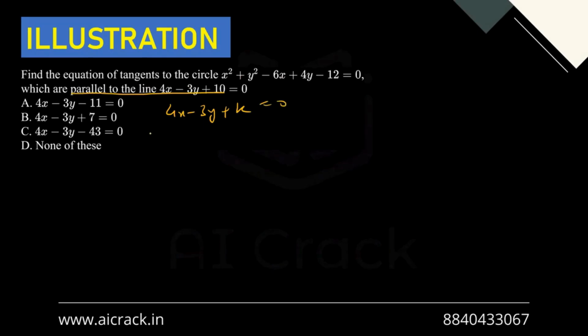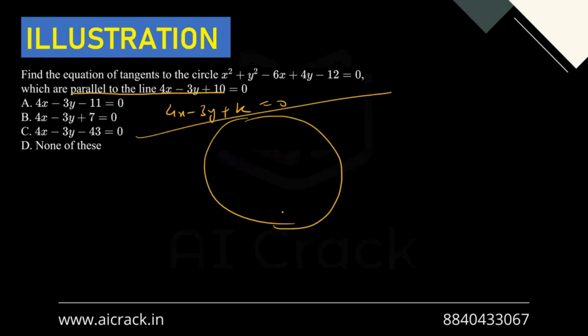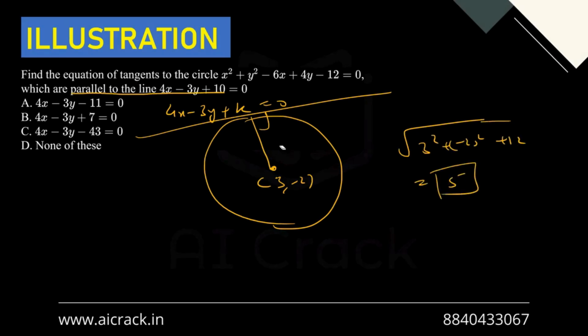And now we have this particular line over here, and we have to make that equal to tangent. And how do we do that? We make the distance from center to this particular tangent equal to r, right? So the center over here is actually 3 comma minus 2, right? And radius would be under root 3 square plus minus 2 square plus 12. So that would be 9 plus 4 is 13, plus 12 is 25, that would be 5. So radius is 5 actually.